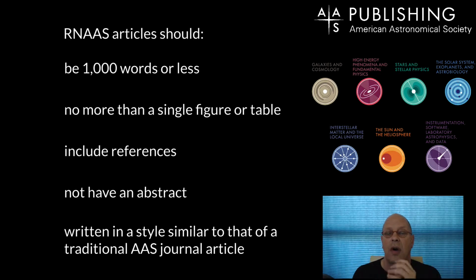A research note article should be about 1,000 words or less. Typically no more than a single figure or a table. It is a note after all, not a substitute for a short APJ letter. But because they are real, they should include references, put the work in context, and perhaps most differently from a traditional article, they don't have an abstract. You just get into it and go within 1,000 words or less.